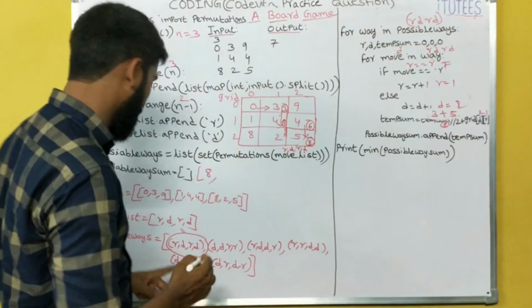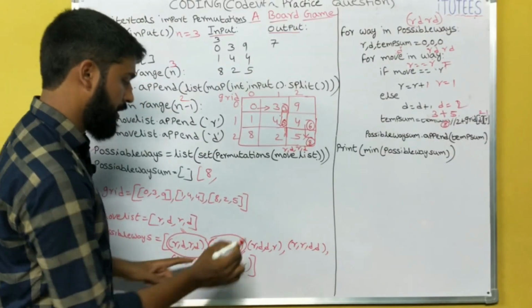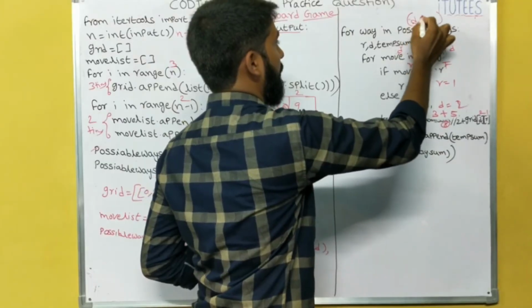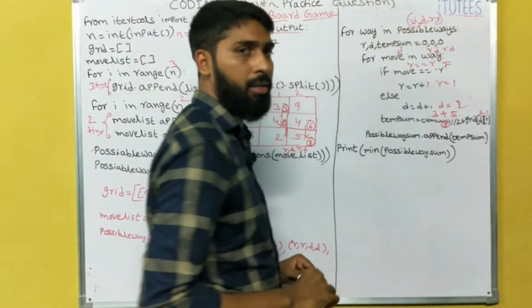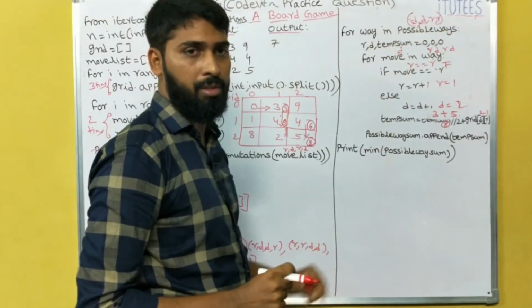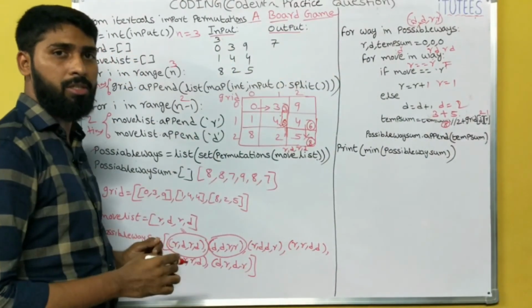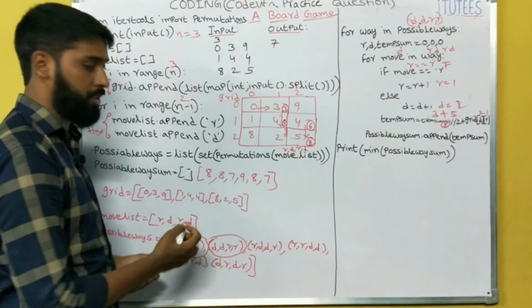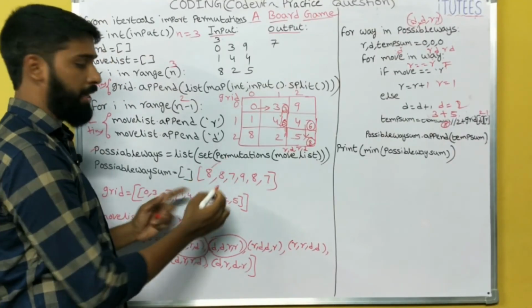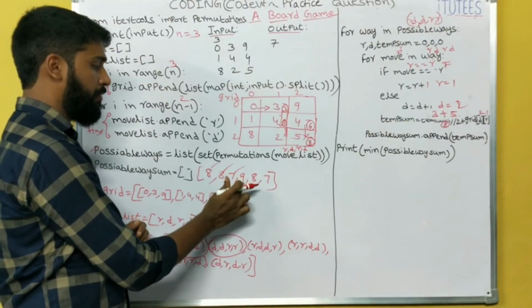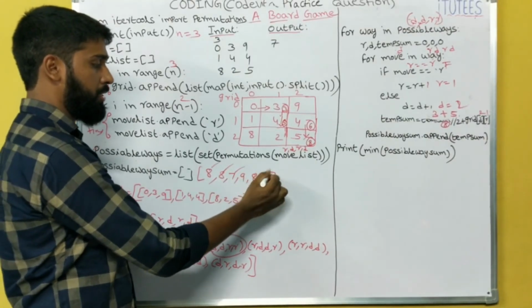In the next iteration, the possible way is D comma R R. We run the same steps, which we already discussed. If you execute these instructions for all the combinations, the first combination gives 8, the second 8, then 9, in the third 7, the fourth 9, the fifth 8, the sixth 7.